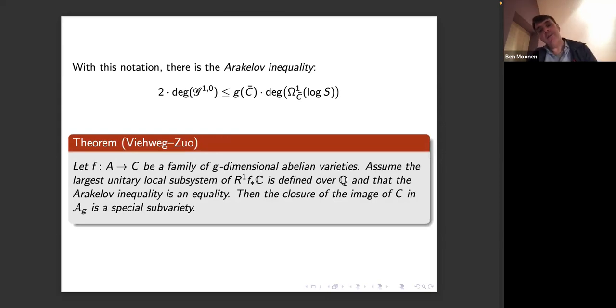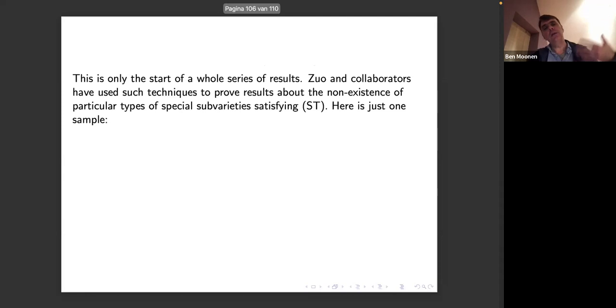And what Viehweg and Zuo showed is that, under a little bit of technical assumptions, let me rush over this, if you're in a situation where this Arakelov inequality is an equality, then that actually characterizes special subvarieties. And so this gives a completely different approach to recognizing when something is a special subvariety. They have been using this to prove lots of interesting things about the non-existence of particular types of special subvarieties. It doesn't so much lead to an almost complete answer, but the technique is very interesting.